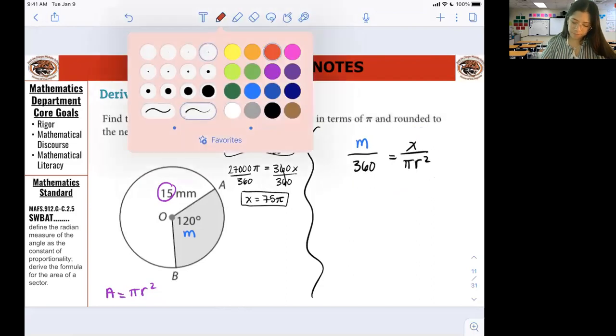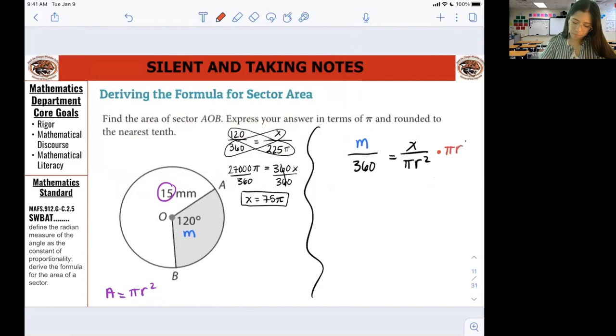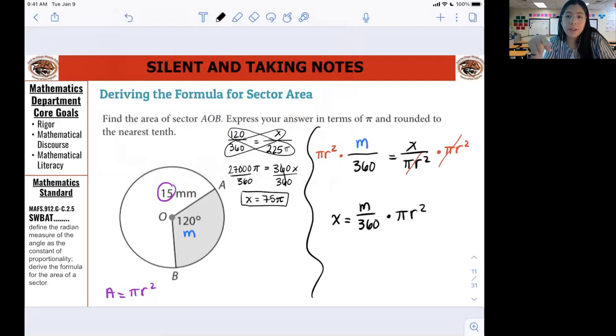Times pi r squared on both sides. So it cancels out, and I'm left with x equals m over 360 times pi r squared. Wait a second, but if we already have x from the last equation, can't we plug that in to make this easier? Yes, but I don't want to know the answer. I'm just transforming the proportion into a formula, because now this is a formula. In fact, this is my area formula.